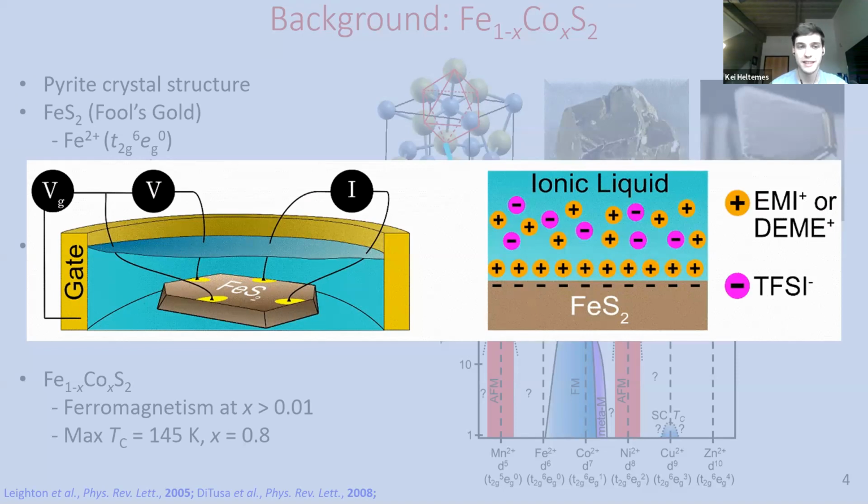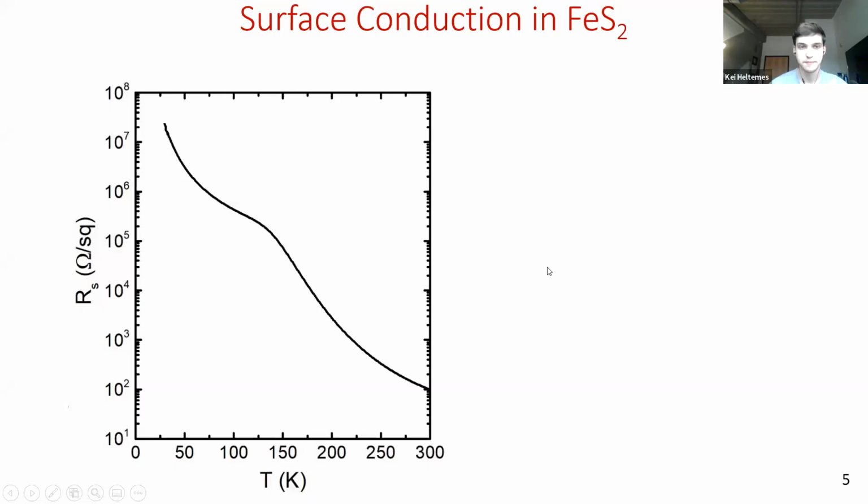Basically, we have a metallized cylinder that acts as our gate electrode, and it also acts as a holder for our ionic liquid. Then we submerge a semiconducting iron disulfide single crystal in there, and we apply a gate voltage to it, allowing us to induce charge carriers in the sample and get this EDL to form on the surface. So now let's look at some of the experimental results of this study, namely the surface conduction.